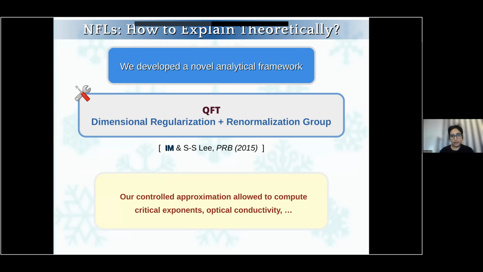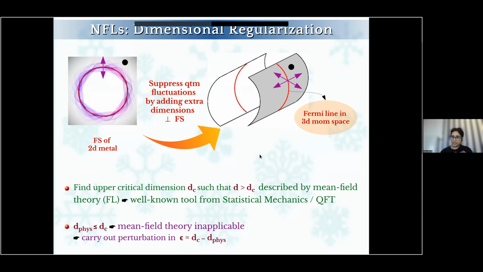Fortunately, we were successful in developing a novel analytical framework where we used the tools of quantum field theory, tools like dimensional regularization and the renormalization group. And our controlled approximation allowed us to compute various physical properties like critical exponents, optical conductivity, and so on. Now, let me try to explain to you intuitively this idea of dimensional regularization.